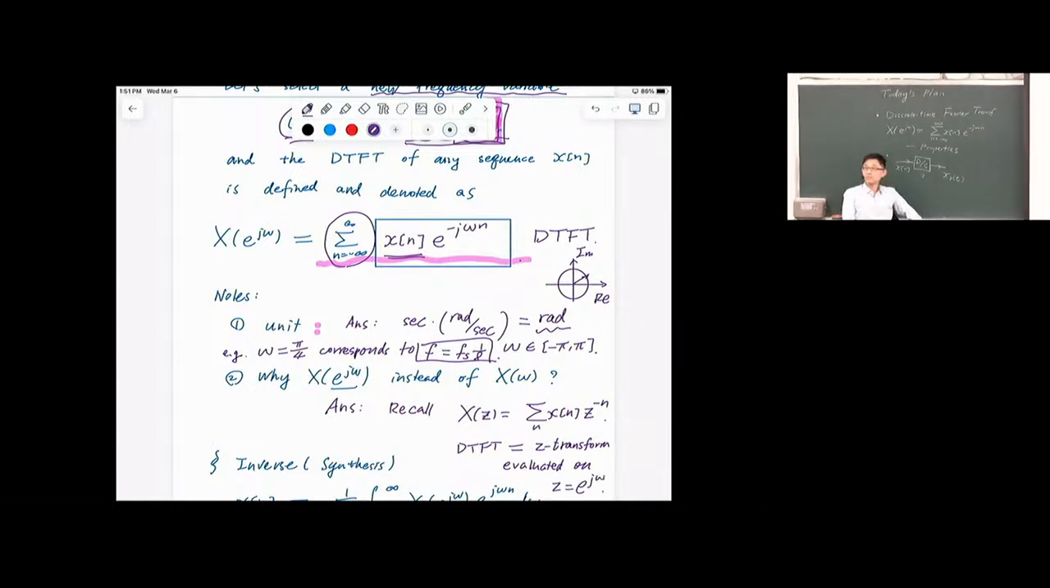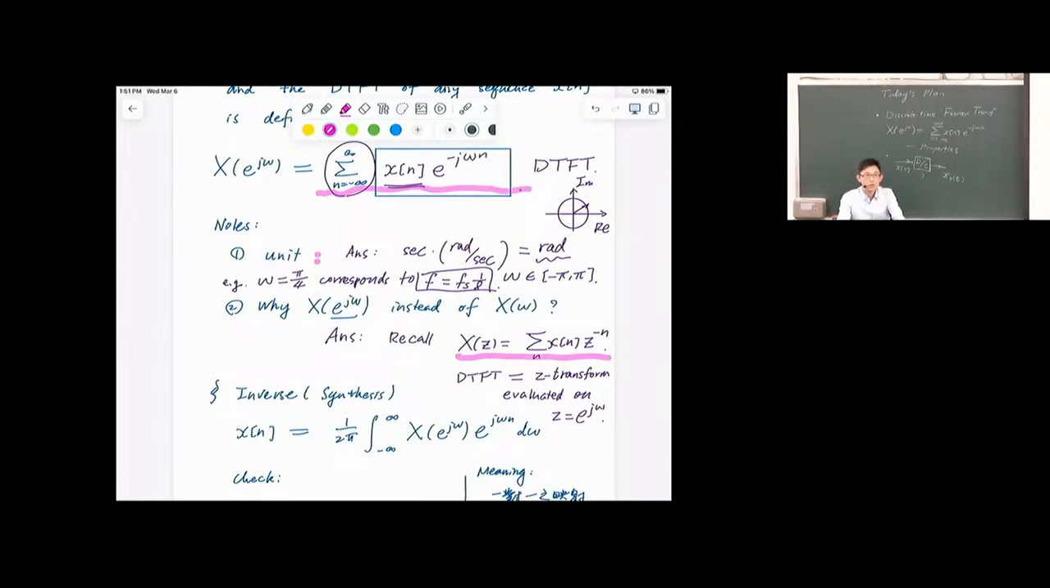That's a unit circle. E to the j omega is a point on the unit circle in the complex plane. So the reason why we have this notation is to agree with the notation of Z transform, which we will introduce later in this semester. So there are a few potential questions, details that maybe look suspicious, so I want to explain them before we dive into properties of DTFT.